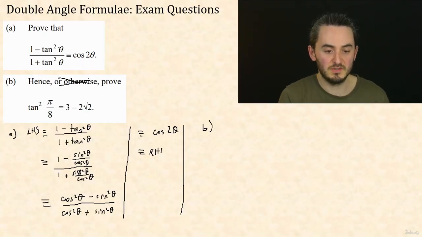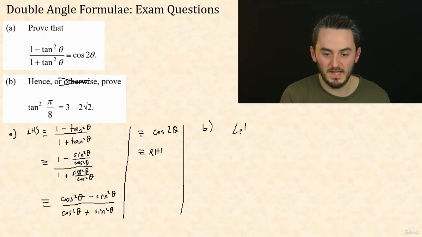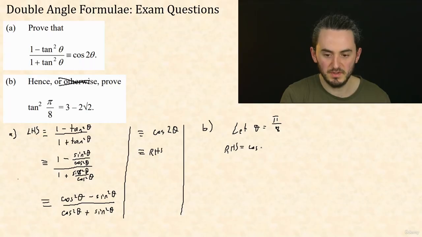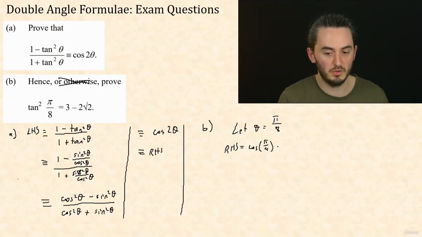So since I've got tan squared thetas here and tan squared pi over 8 here, why don't I begin by saying let theta equal pi over 8. Well, what's the right-hand side here? Well, the right-hand side is cos 2 theta. So that's cos of 2 times pi over 8, which is pi over 4. Well, I know what that is. Cos of pi over 4. Pi over 4, remember, is 45 degrees, and cos of that is root 2 over 2.